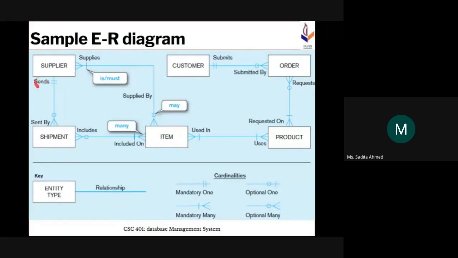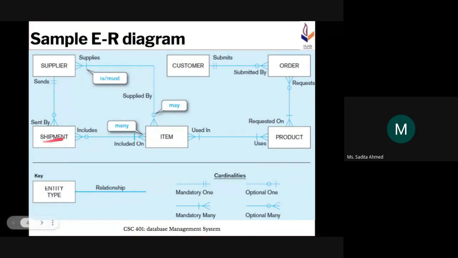And that's what the notation stands for. This one: a shipment is supplied by exactly one supplier. Mandatory one. However, a supplier may send many shipments, which means a supplier can exist who hasn't sent any shipments at all. And there could be a supplier who has sent, let's say, thousands of shipments, or one or whatever. So basically 0 or more, and this one is exactly one.